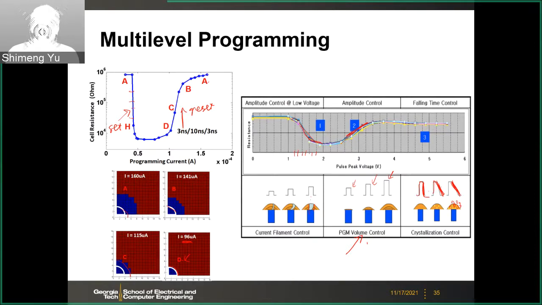So there are different strategies to make this multi-level. But I would say in most of the demonstrations, the gradual set is more widely used. Because this is a gentle process, you can make it slowly to recover the amorphous region, so it's more controllable. While in the reset process, because you have to play with this melting process, it's hard to control in some cases. So anyway, you do have different mechanisms to achieve the multi-level.